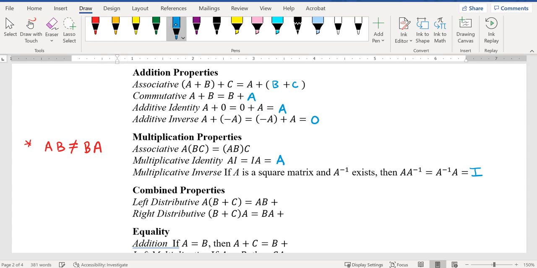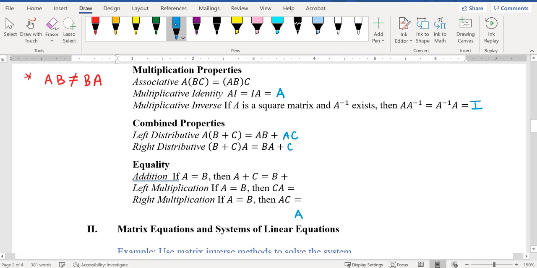Okay, combined properties. You have the left distributive property of matrices. A times the quantity B plus C is equal to AB plus AC. You have the right distributive property. B plus C quantity times A is equal to BA plus CA.